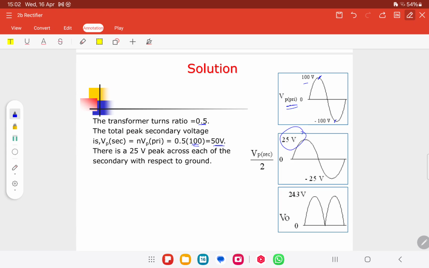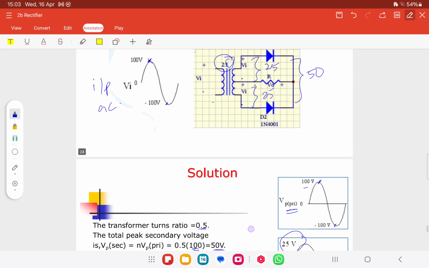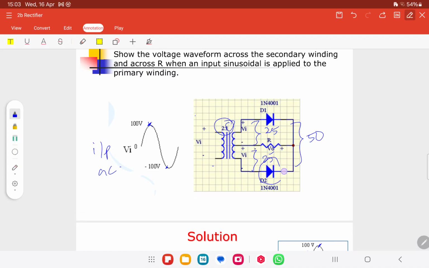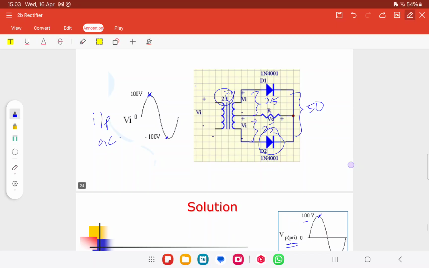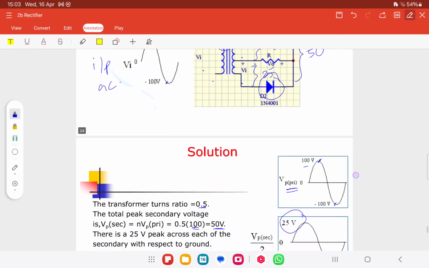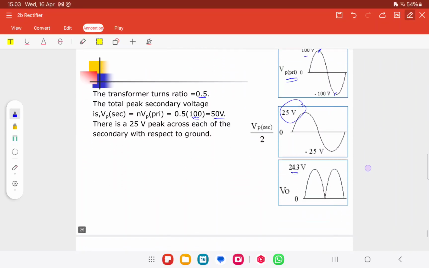And this one, why do we get 24.3? Because in the circuit we have this diode. We have D1 and D2 for the positive and negative cycles. One diode will be turned on for the positive cycle, and another one will be turned on for the negative cycle. That is why we get the value of 24.3.